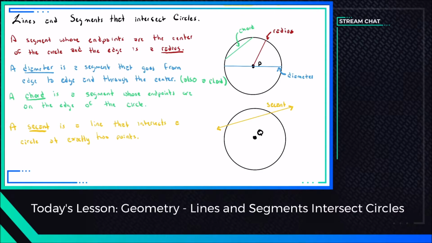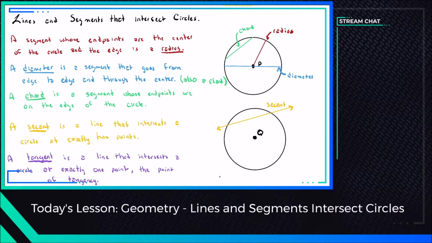And then finally, we're going to end off with what is called a tangent line. And a tangent line is also a line that intersects the circle at exactly 1 point. And that point is the point of tangency.